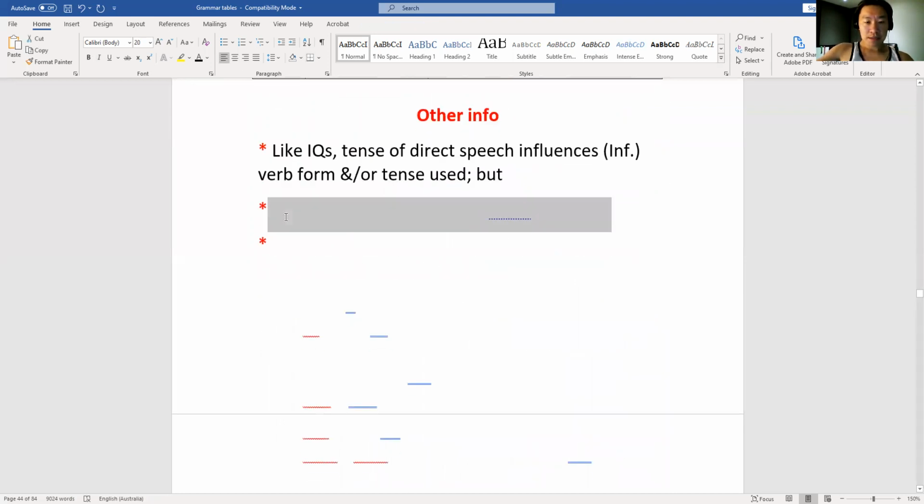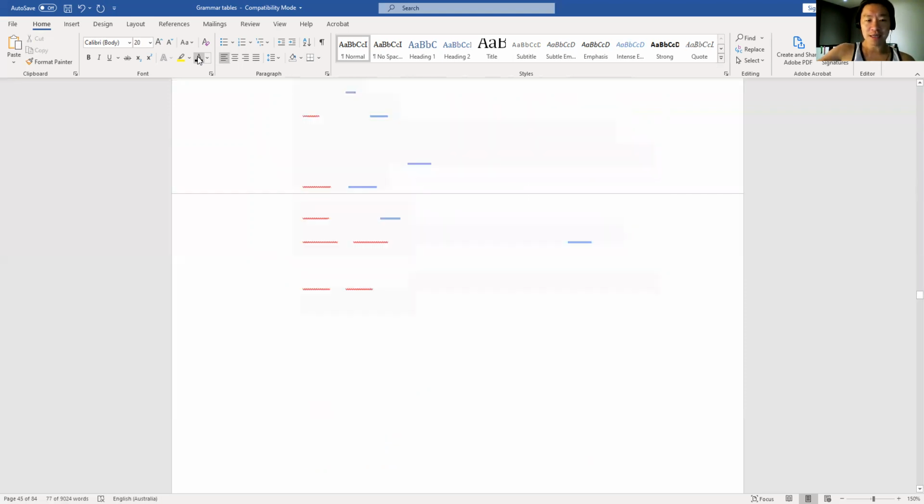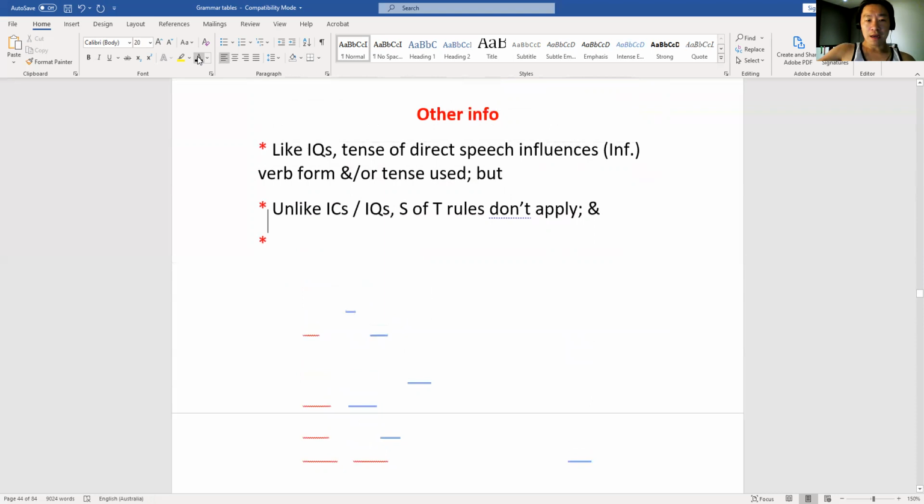I probably would have mentioned this already, but just to reiterate, unlike indirect questions or indirect commands, there's no sequence of tense. The sequence of tense rules don't apply because there are no subjunctives. You just use an infinitive. So you don't worry about what the tense of the main verb is, etc. The verb that is going to be second is going to be an infinitive. Don't worry about present imperfect subjunctive and all that.